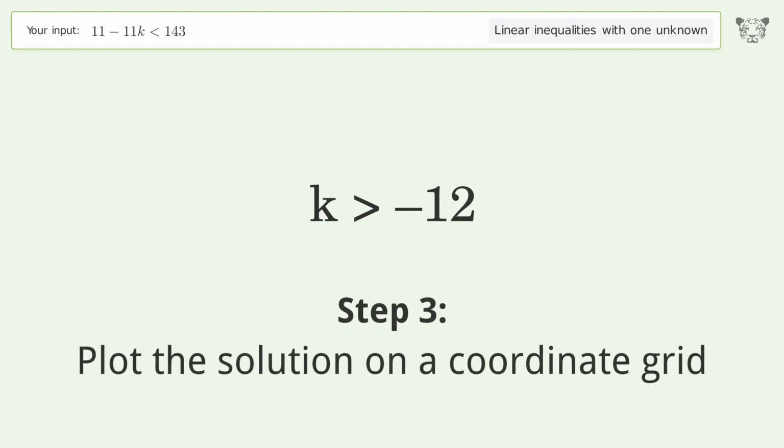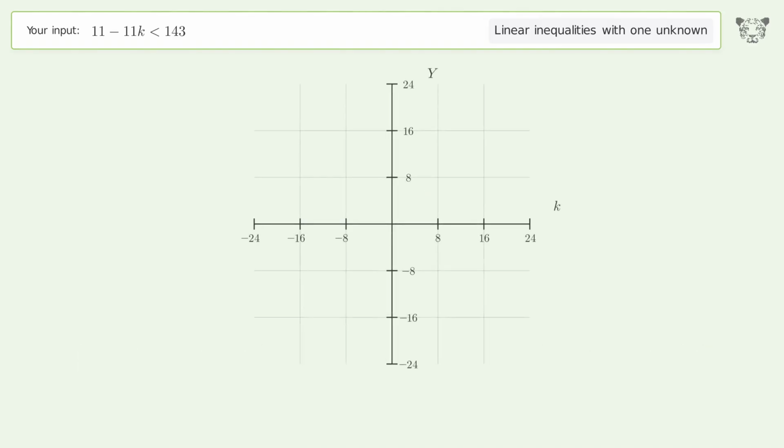Plot the solution on a coordinate grid. And so the final result is k greater than -12.